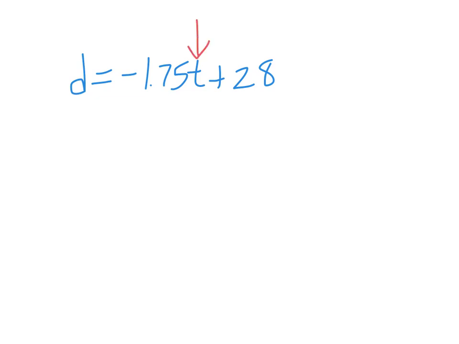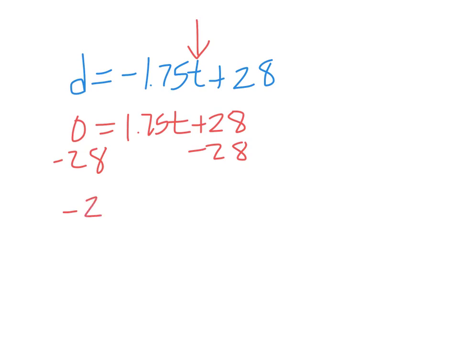So our first equation was d equals negative 1.75t plus 28. Now when I want to solve for one intercept, what do I plug in for the other letter? If I want to solve for t, what do I plug in for the d? 0. Perfect. So I put 0 equals negative 1.75t plus 28. Now I'll just solve. So minus 28. So I have negative 28 equals negative 1.75t.